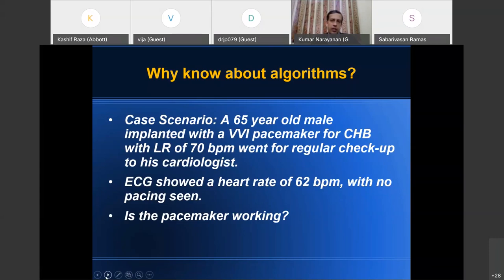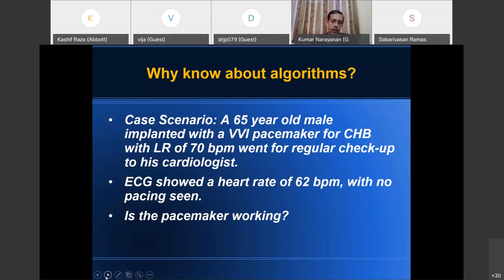This person with his VVI pacemaker went for a regular checkup with his cardiologist and the ECG found that the heart rate was only 62, with the patient's own rhythm in AV block, but there was no pacing seen at all. He was very concerned, and he called me saying that he didn't think the pacemaker was working and there was something wrong. So was it truly that the pacemaker wasn't working, or was there some algorithm at play? It turned out that this pacemaker had hysteresis programmed on, and what we were encountering was completely normal behavior for the programming which was done. This is very simple knowledge which is necessary, so there is no unnecessary panic or unnecessary intervention.